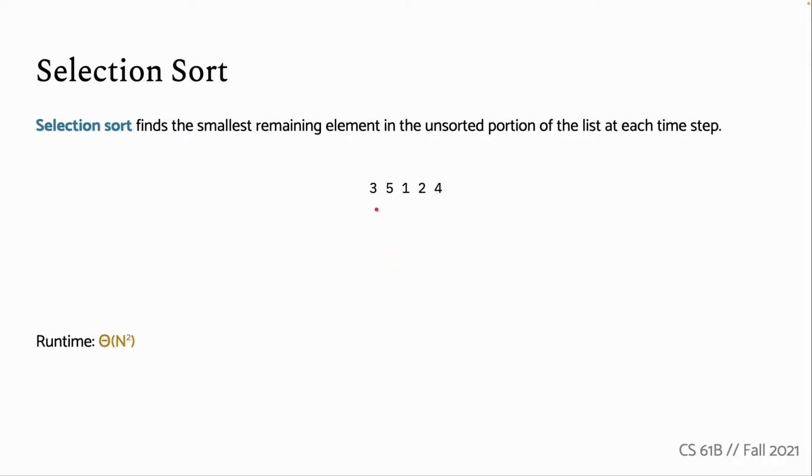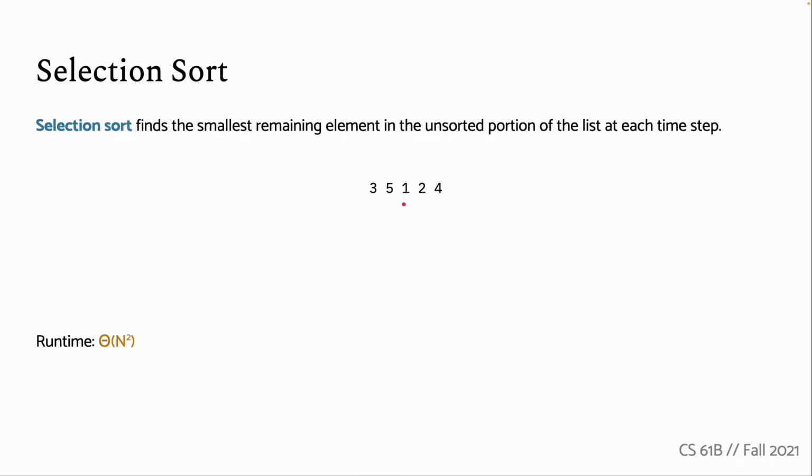Next, we have selection sort, which is easy to confuse with insertion sort, but there's a little bit of difference. In selection sort, you scan the remainder of the list each time, and you find the smallest element. First you'll find this 1, and then you swap it with the first unsorted element. So in this case, we'll swap the 1 and the 3.